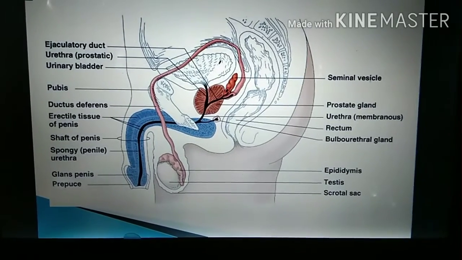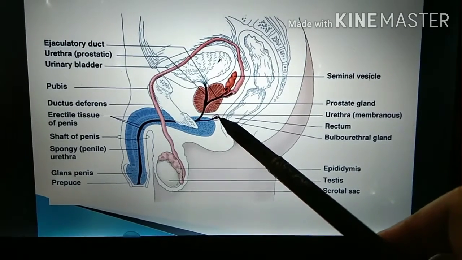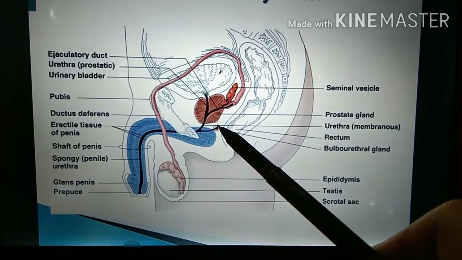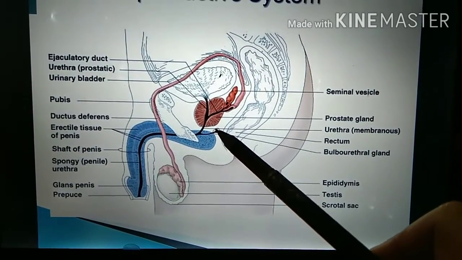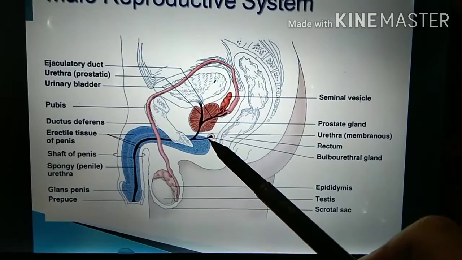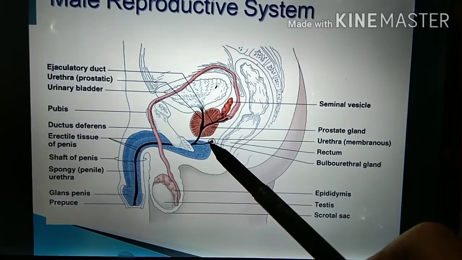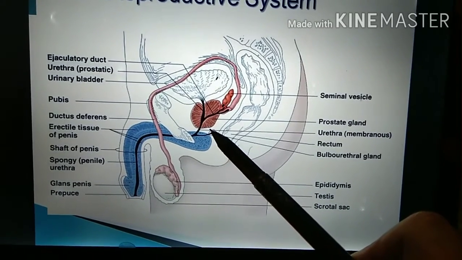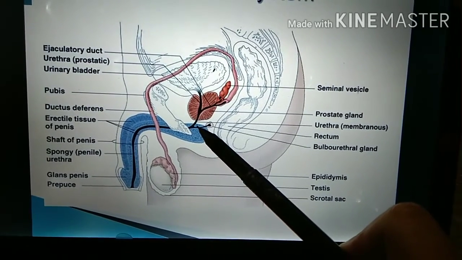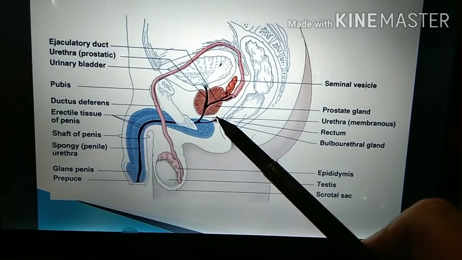And the last part is what we call the bulbourethral gland. These are also called Cowper's glands. These are pea-sized structures located on the sides of the urethra, just below the prostate gland. These glands produce a clear, slippery fluid that empties directly into the urethra. This fluid serves to lubricate the urethra and neutralize any acidity that may be present due to residual drops of urine in the urethra.